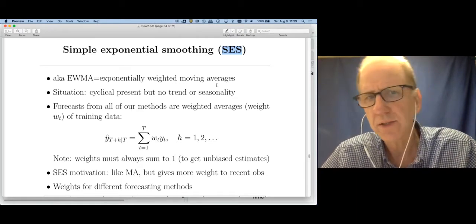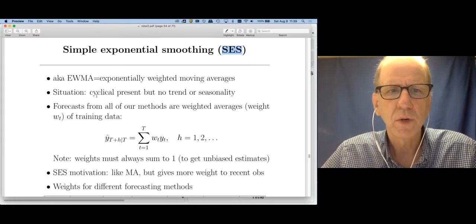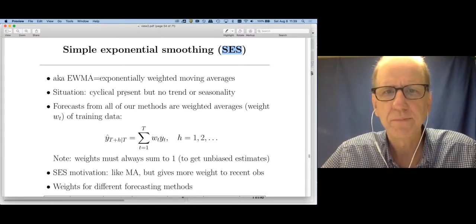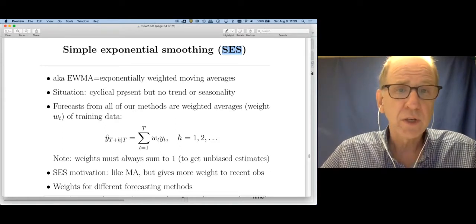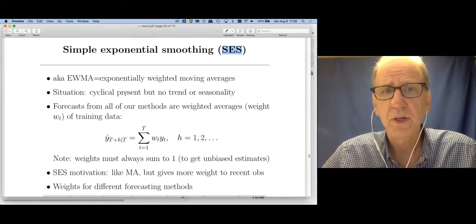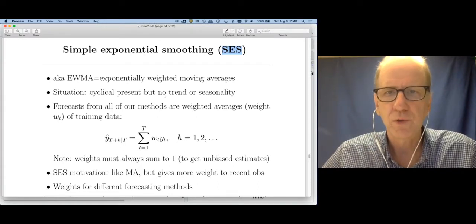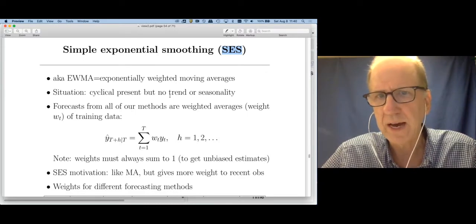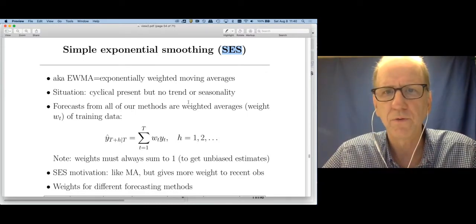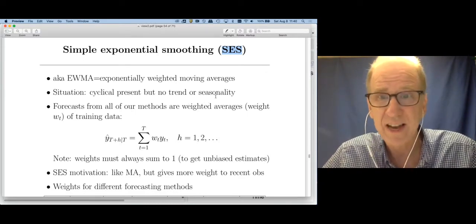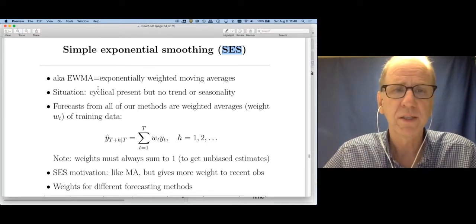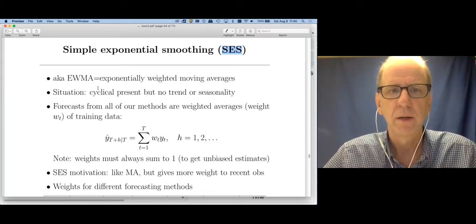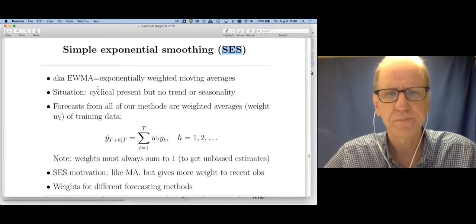And the answer to that is we're going to use it whenever there's a cycle present, but not a trend or seasonality. So the next video that I'm going to make is going to extend simple exponential smoothing to accommodate trends. Then the video after that is going to allow for trends as well as seasonality. So in this first module, we're only going to consider when there's a cyclical component to the time series.